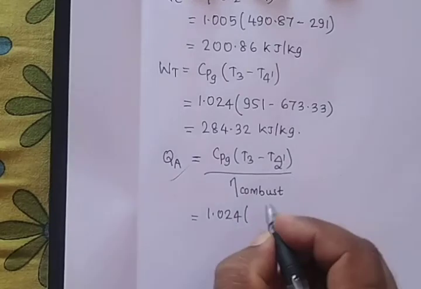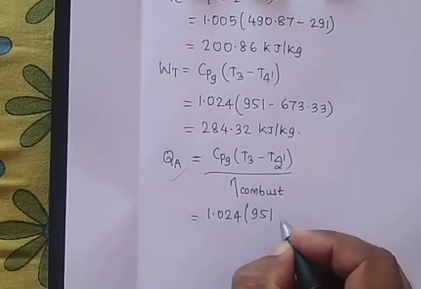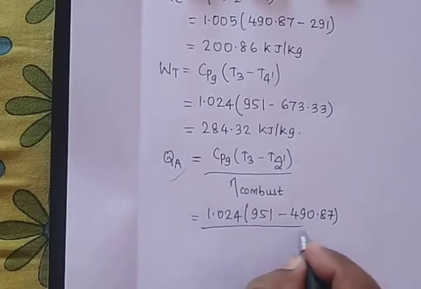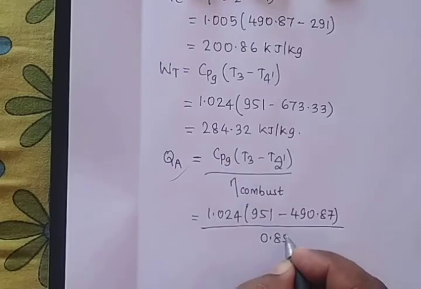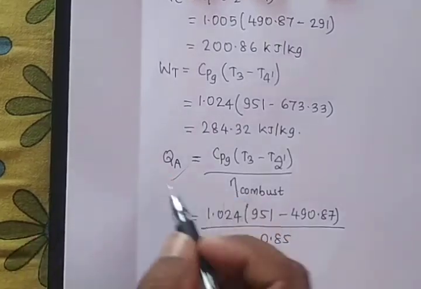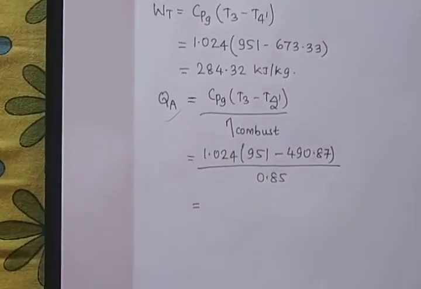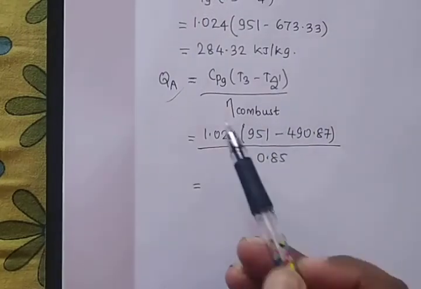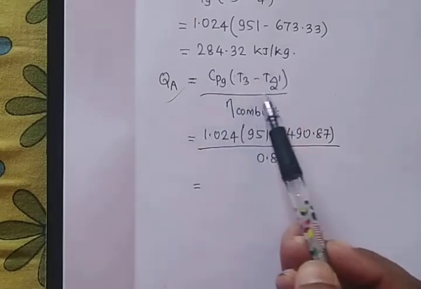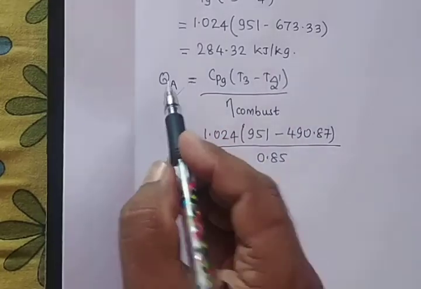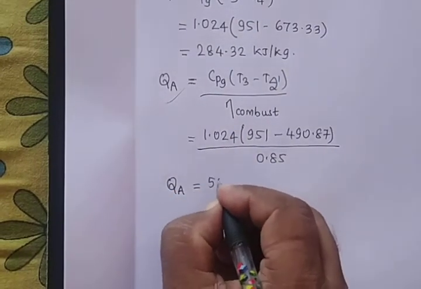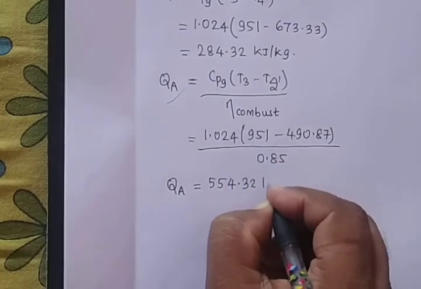1.024 divided by 950 into bracket 951 minus 490.87 whole divided by 0.85, because efficiency of combustion is given. So you get actual heat added during the process, where Cp of gas into T3 minus T2 dash is ideal heat added. So QA will be actual heat added. So actual heat added QA will be equal to 554.32 kilojoules per kg.